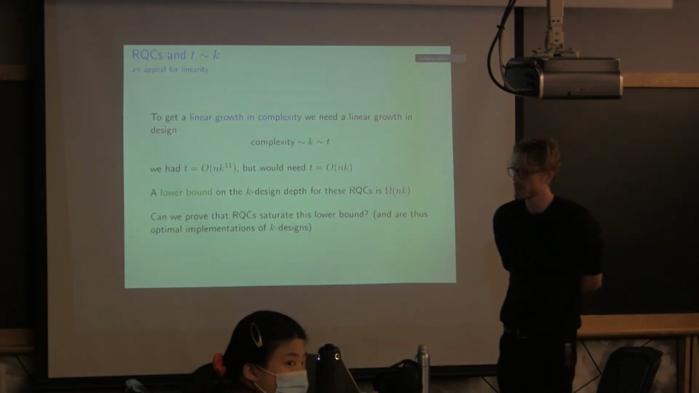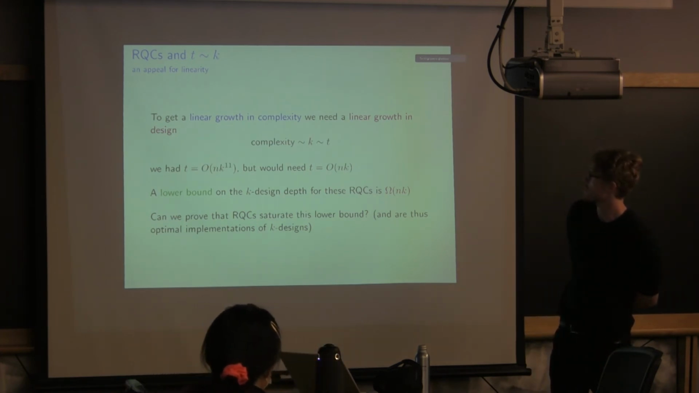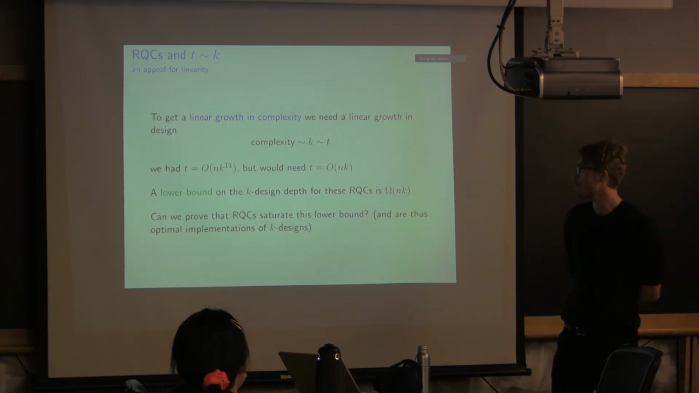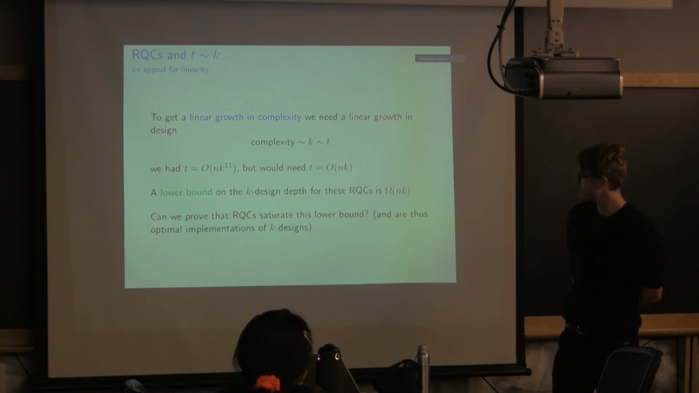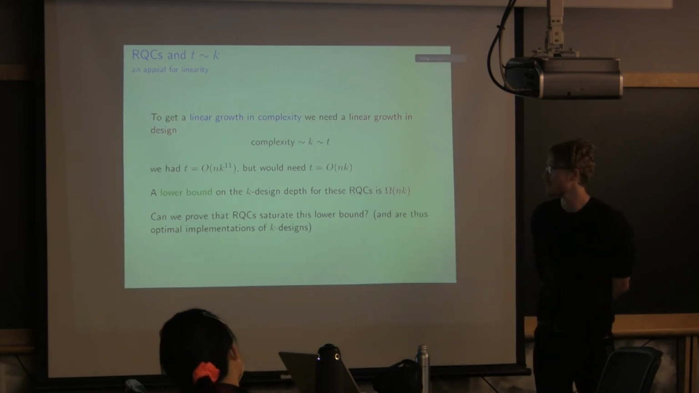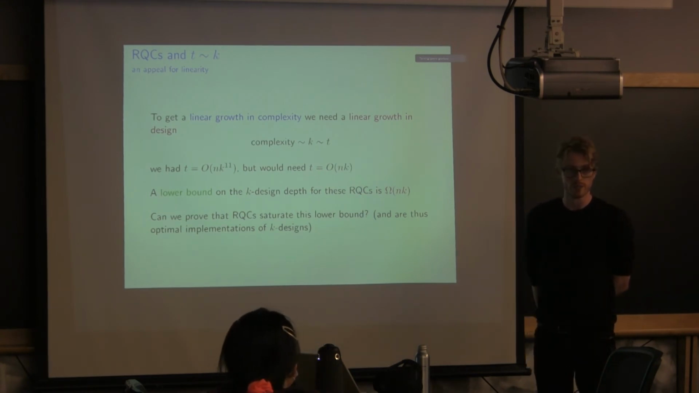Good. But one way to prove a linear growth in complexity is to prove a linear growth in design, so that t is scaling linearly in k. And moreover, a lower bound on the k-design depth is known to be linear in n and k. So one way to prove linear complexity growth is to prove that random quantum circuits are optimal implementations of unitary designs.